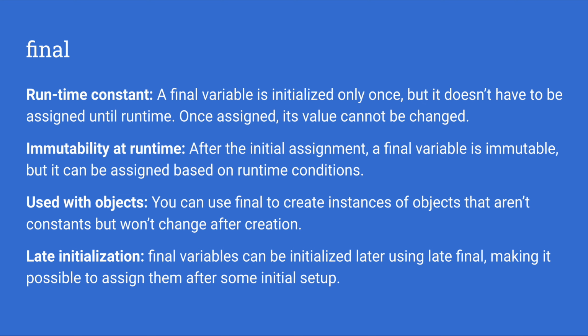Immutability at runtime. So after initial assignment, a final variable is immutable, but it can be assigned based on runtime conditions. Used with objects. So you can use final to create instances of objects that aren't constants but shouldn't be changed after creation.